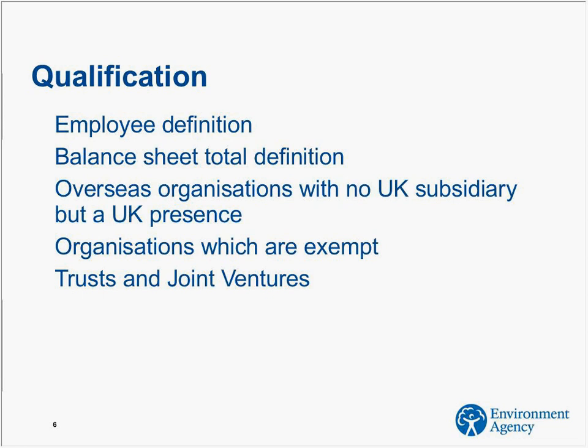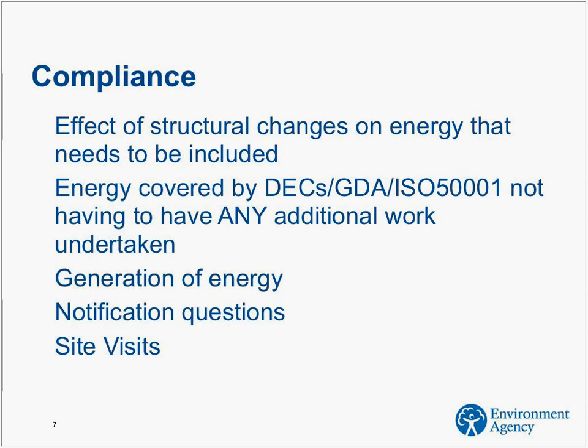If no party has the controlling interest of that joint venture, i.e. it's totally 50-50, let's say, nobody can control it, then that joint venture is a standalone company and it assesses itself whether it qualifies, and if it does, it participates on its own and submits its own notification. So that is the main points to do with qualifications that have been clarified in the new guidance.